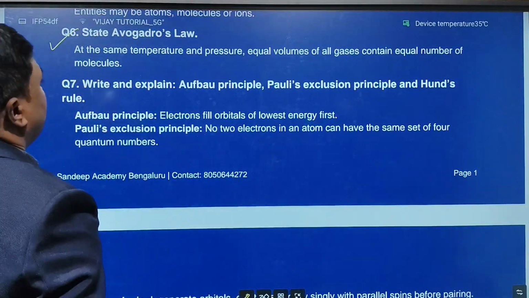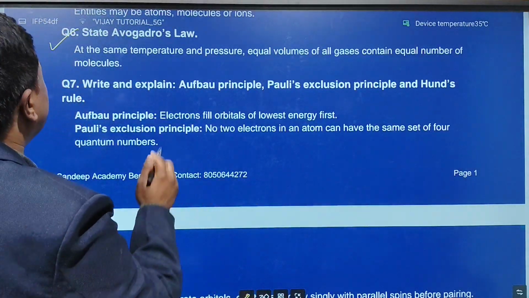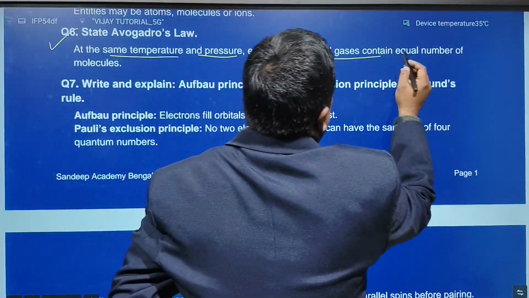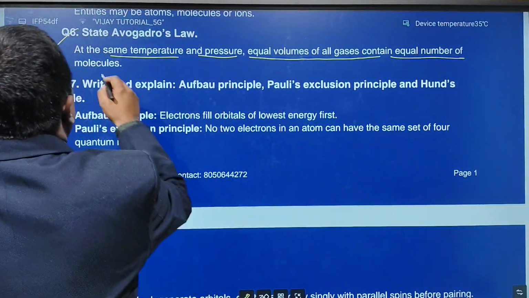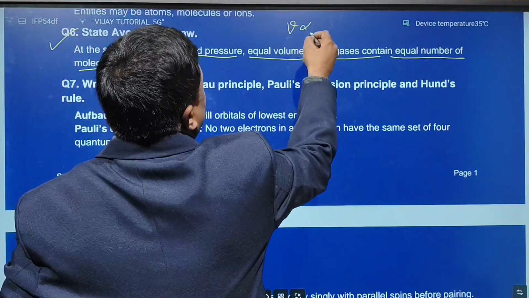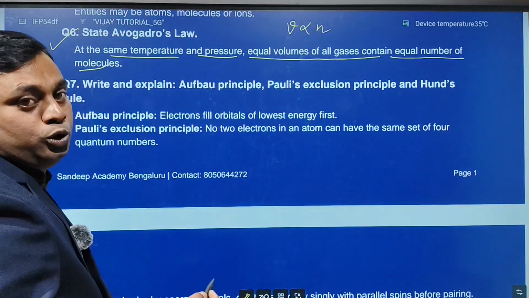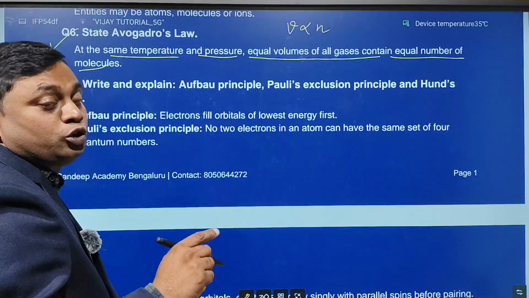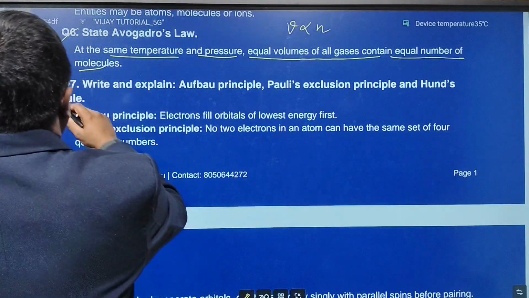State Avogadro's law. What does Avogadro's law state? At the same temperature and pressure, equal volumes of gases contain an equal number of molecules. Means V is directly proportional to the number of moles or number of molecules. The condition is that temperature and pressure should be constant. Yes or no? Next question.